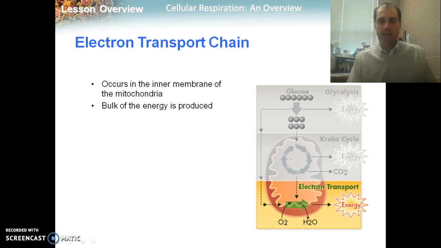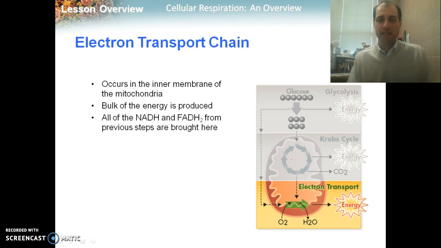During the electron transport chain, this is when we're going to have the bulk of our energy produced. All of the NADH and FADH2s that we brought from previous steps, so we had 2 NADHs coming from glucose, and NADH and FADH2 coming from the Krebs cycle, are going to go into our electron transport chain, and it's really the movement of the hydrogens that is going to produce our energy.